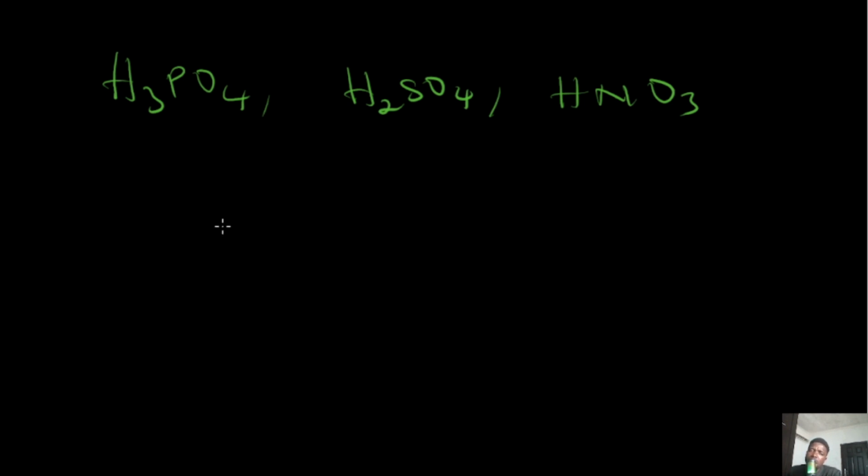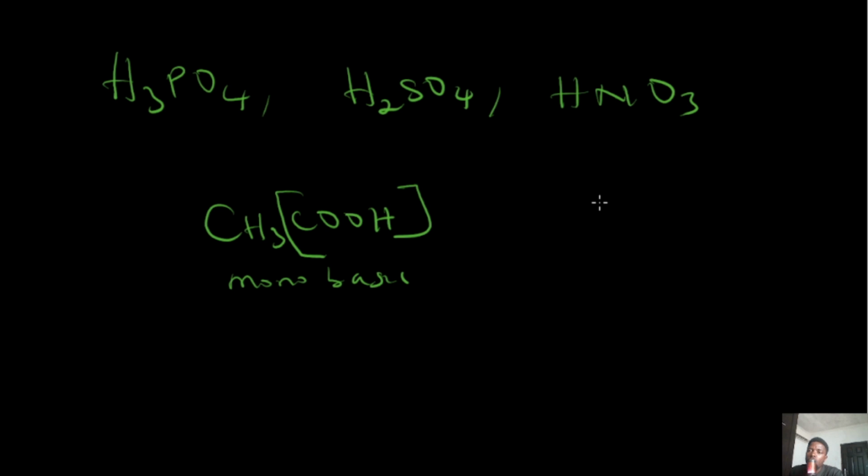However, for organic acids, the basicity depends on the hydrogen attached to a carboxylic group or carboxyl group. So when I have CH3COOH, I'm not just going to count every hydrogen I see. I'm only going to count the hydrogen attached to the carboxyl group. And how many hydrogen do I have? 1. Hence, ethanoic acid is going to be referred to as monobasic.